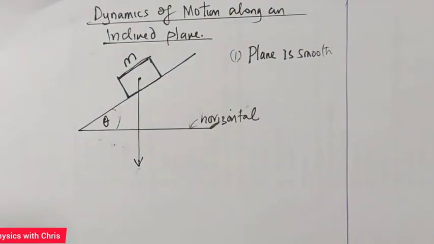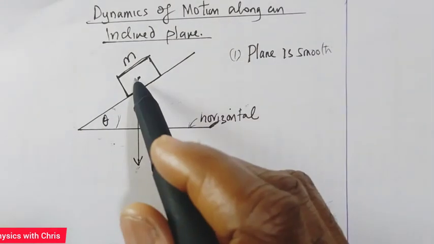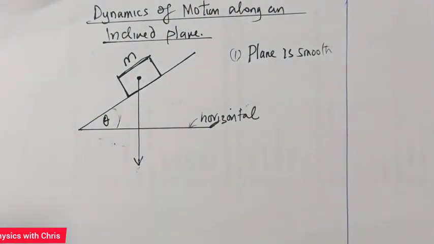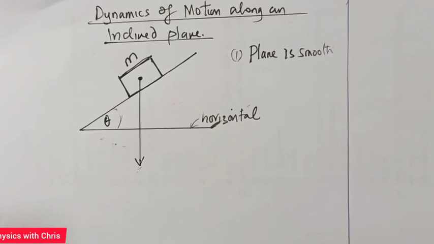Now, I want to analyze this diagram for the forces that are acting on this system, that is, on this mass. First is the weight of this mass. The weight of a body always acts at the center of gravity of the body. Sometimes we call that center of mass. Just like the weight of a human, it acts around the navel of that individual.